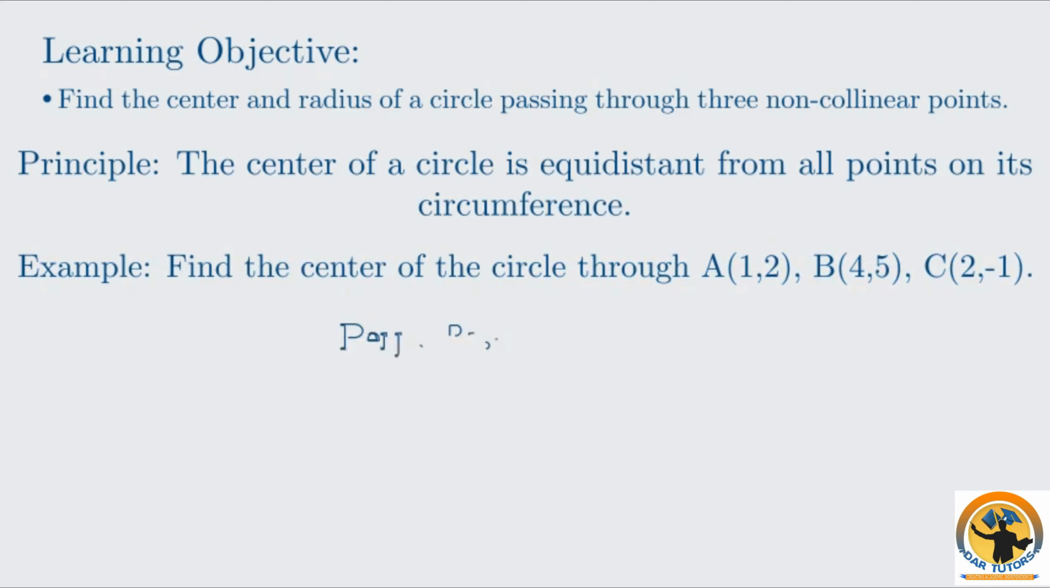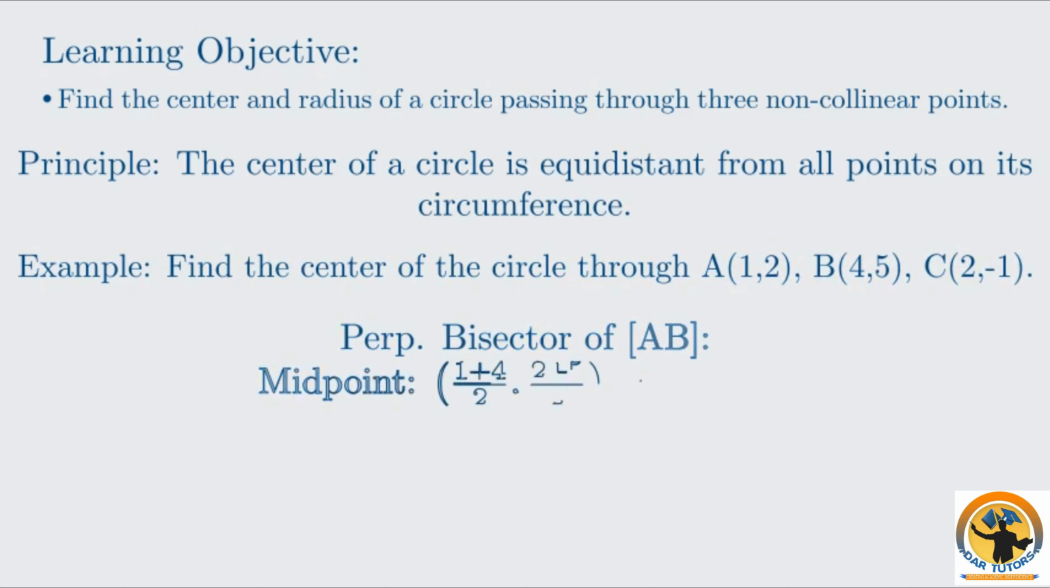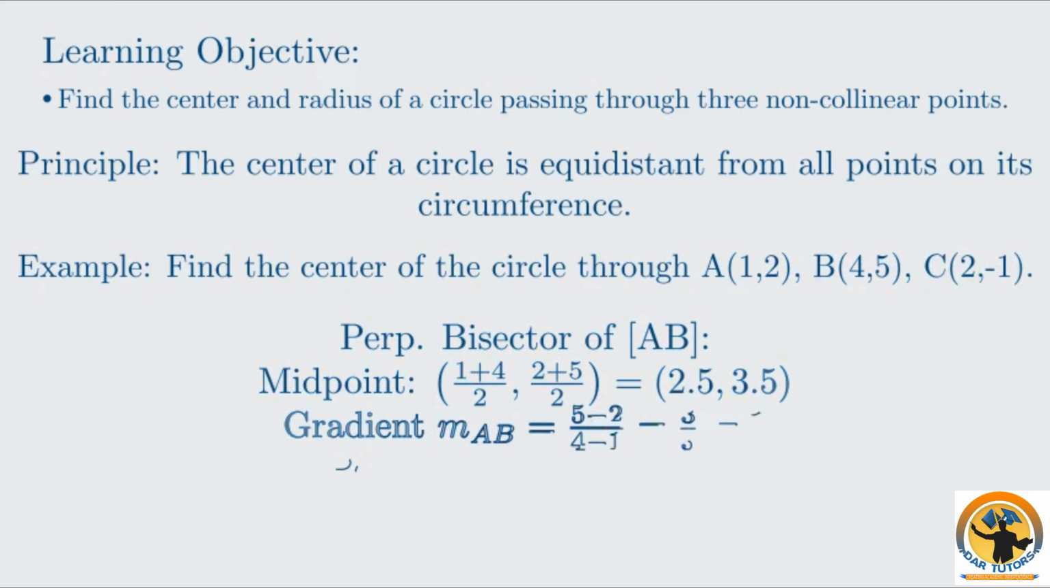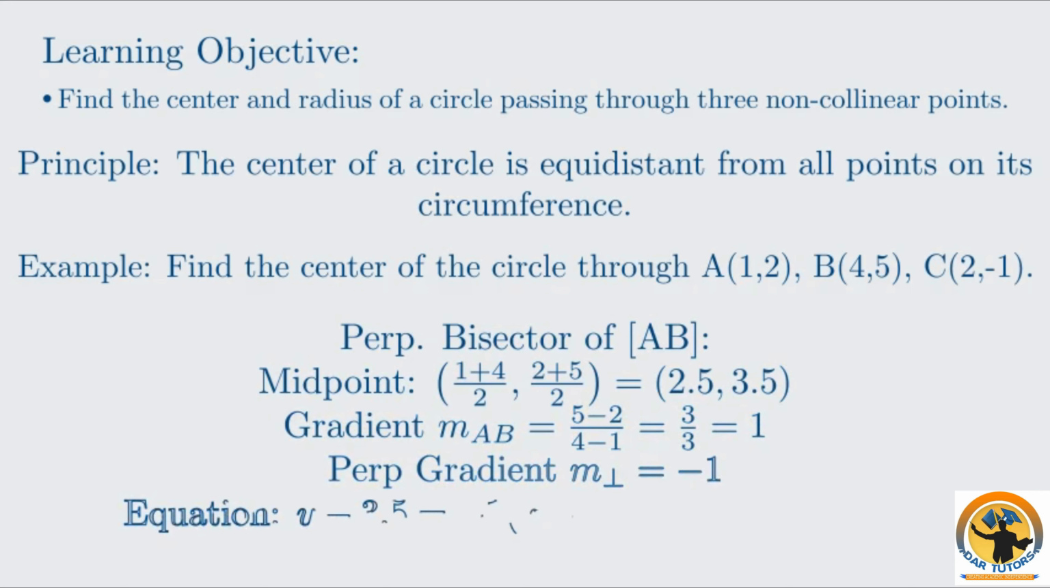The midpoint of AB is (2.5, 3.5), and the gradient of AB is 1. So the perpendicular gradient is -1. Using point gradient form and simplifying, we get the equation 2y equals -2x plus 12, or y equals -x plus 6. Next, let's find the equation of the perpendicular bisector of BC.